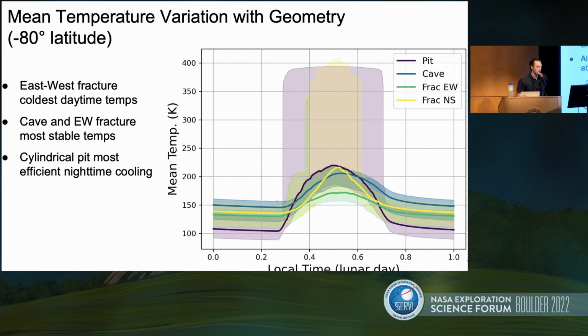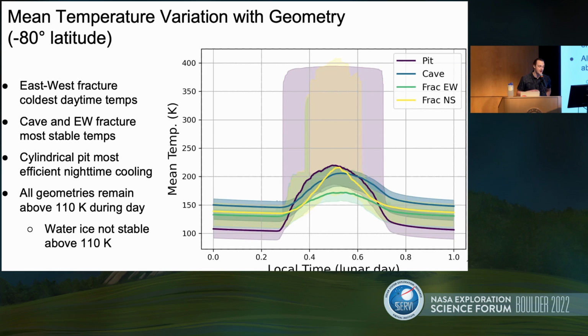Important thing to note here is that all of these geometries remain above 110 Kelvin during the daytime. That's important because we use that temperature as a kind of benchmark for water ice stability. So we say below 110 Kelvin, water ice is stable on billion-year timescales. Above that, not so much. So what this is telling you is that these environments are not necessarily ideal for water ice stability. You might not expect to find water ice within these environments.